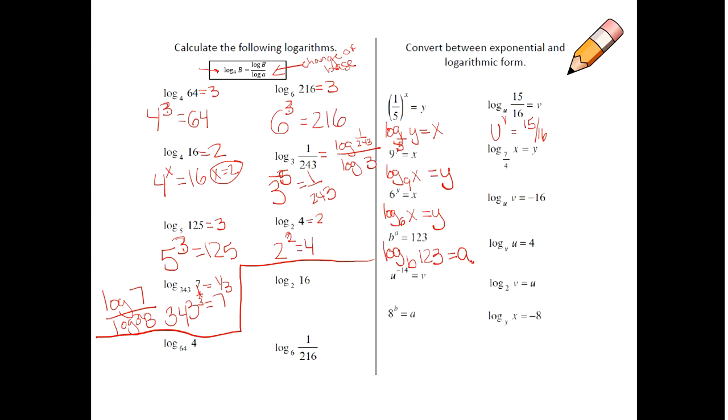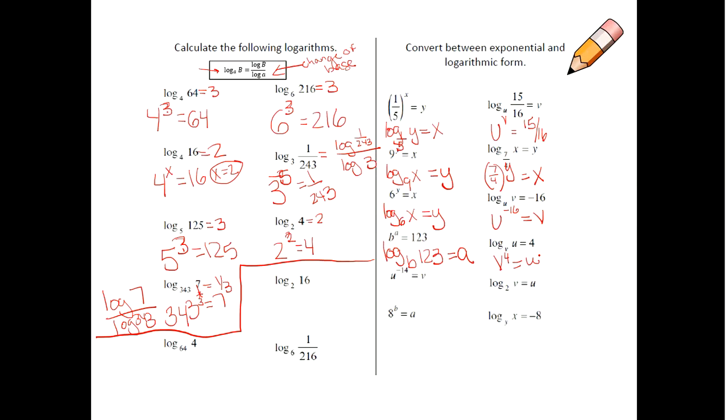Now let's do a couple of converting to exponentials over here. So we kind of get used to both of them. So the base would be 7/4 to the exponent, which is y, equals x. So 7/4 to the y power equals x. Base, u, -16 equals v. And then v to the 4th equals u.